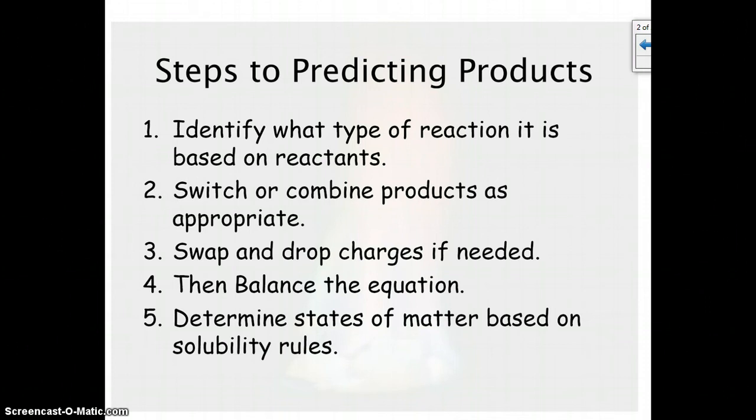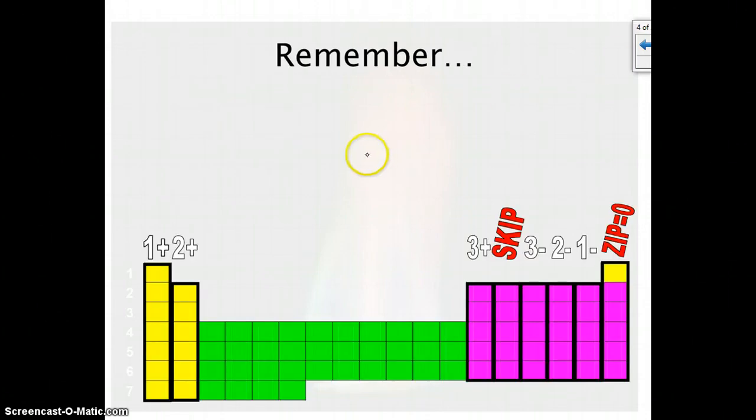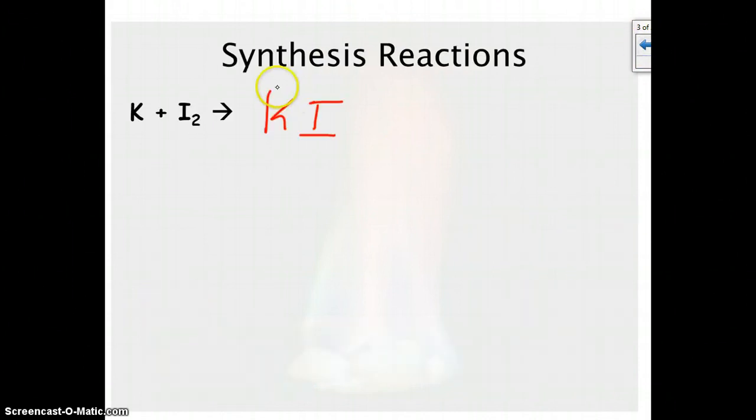We're going to start with a couple examples of synthesis. All right, we have K and I. We know in synthesis that they are coming together. And if we remember from our 1 plus 2 plus 3 plus skip, 3 minus 2 minus 1 minus zip rhyme, K is in the 1 plus and I is in the 1 minus. So when they combine, we must swap and drop charges. They're both 1, so they would cancel out.